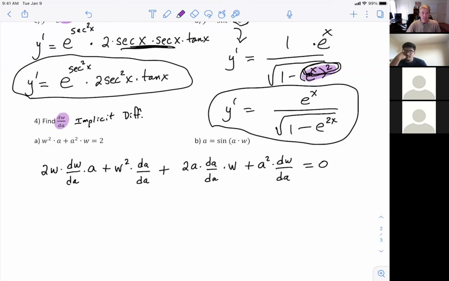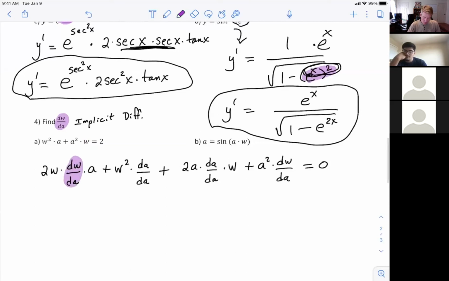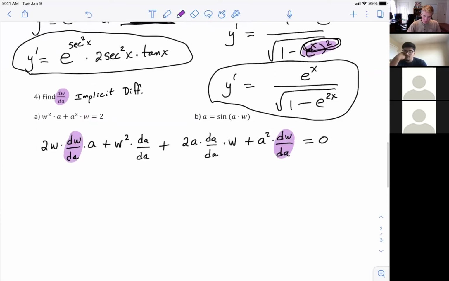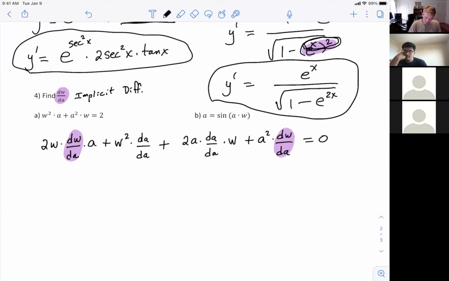So the directions said solve for dw dA, and there happens to be one of them right there, and there happens to be one of them right there. So what I'm going to do is group those two together. So let's see, this one would be 2wa dw dA. And then I'm going to move that one closer to it. So plus a squared dw dA.